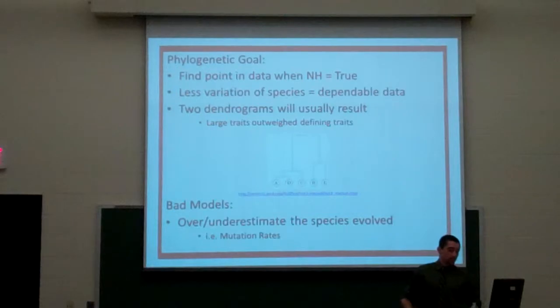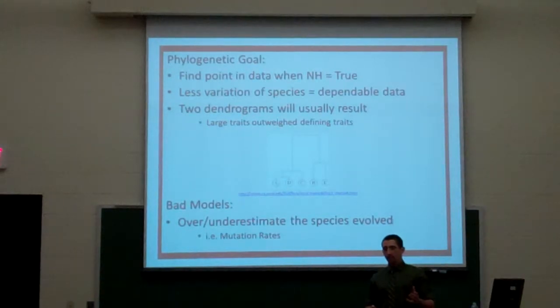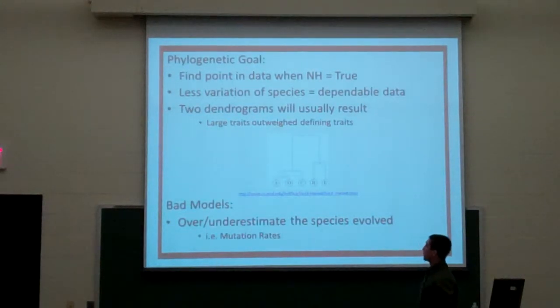Now, two dendrograms usually result. This means that when you're done these calculations and the computer, a dendrogram, say that includes A, D, and C right here, will resolve, but there will be two of them. So one will have ADC arrangement like this, but the other will have the A switched with the C. Now this happens just because the larger traits outweigh the defining traits. So you have a large trait within your sequence, but it will outweigh the defining traits that actually define the difference between the species and the mutations in the species.